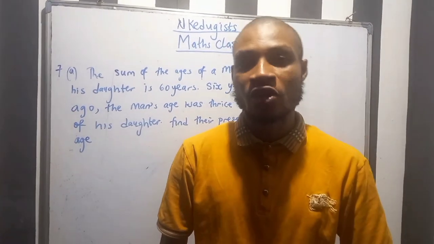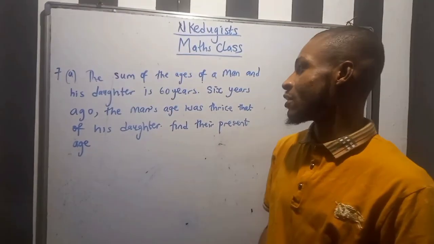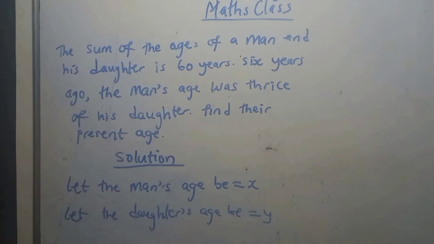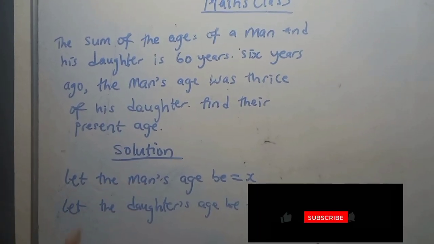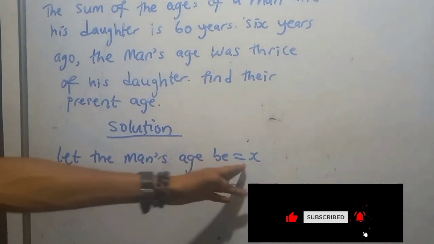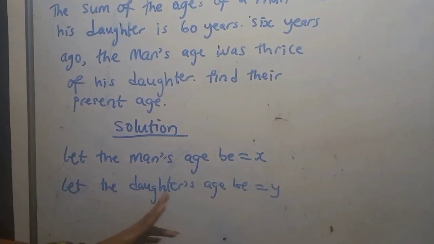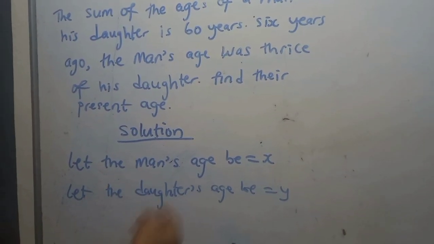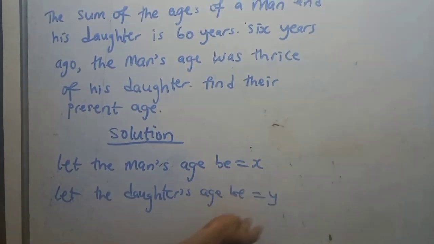So let's go to the board and solve this mathematics question here. Now we don't know the man's age, and then the daughter's age. So let the man's age be X, and let the daughter's age be Y. Since they are unknown, they are replaced by unknown values, which are X and Y.